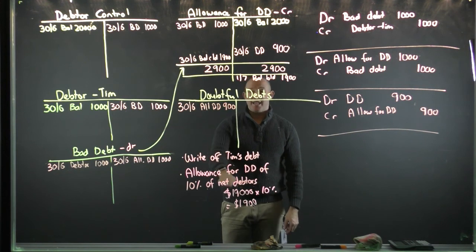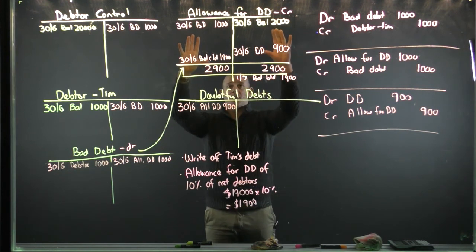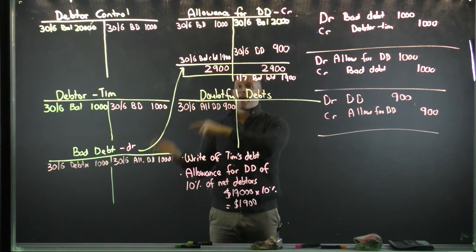Now that is how we, one, write a bad debt off, two, put an allowance in our accounts with our net debtors when we have a balance. Remembering we had the transferred bad debts over.